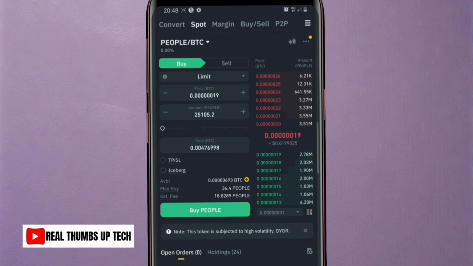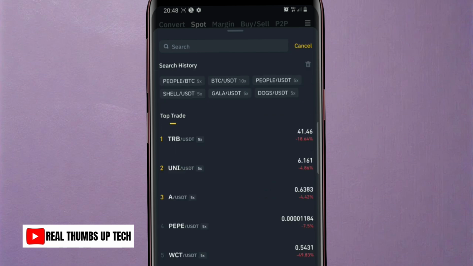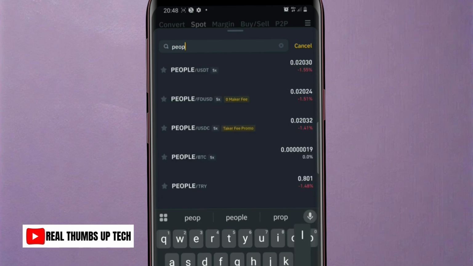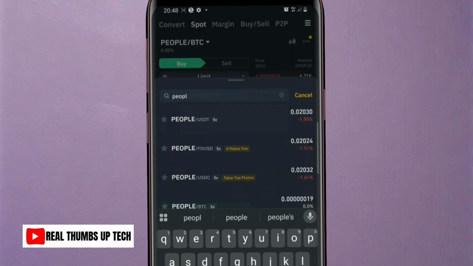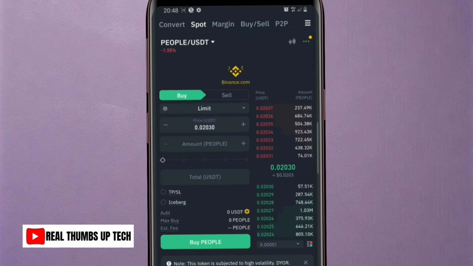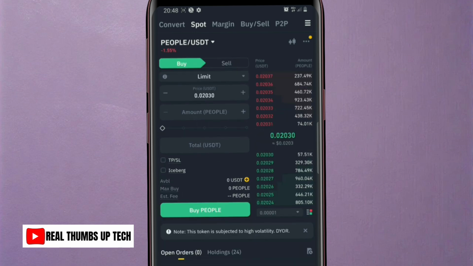You understand? So you now come over here and select people USDT, because since we have people, we now want to sell it and get USDT back. So to do that, we type in the pair people USDT. You select it. So in this case, we are selling people in exchange for USDT. So instead of using the buy section, we now go over to the sell section. Now tap on the sell section.